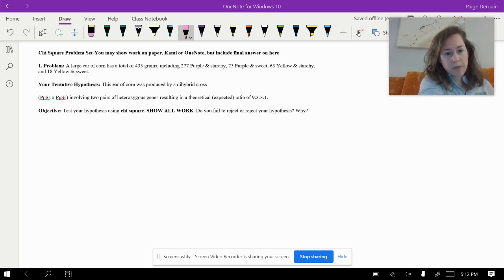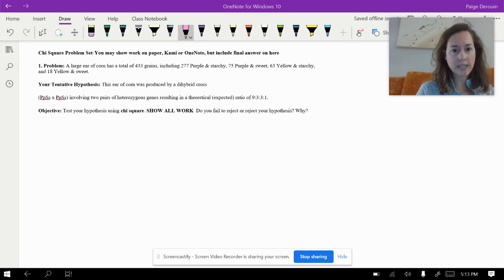Alrighty, so we start with a problem up at the top. It tells us how many total grains of corn there are, 433. And then it breaks it down to the different phenotypes that are visible. So right now, you already know that this needs to be a dihybrid cross, which is a 16 square Punnett square. Because if you look at the traits, it says things like purple and starchy or purple and sweet, which means there's two different traits going on there. So right off the bat, you are going to need a 16 square Punnett square.